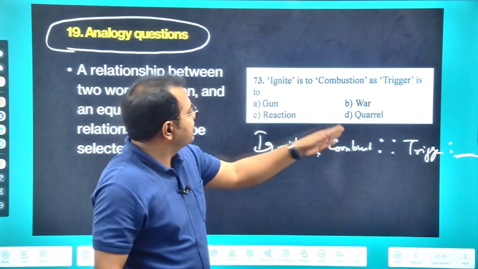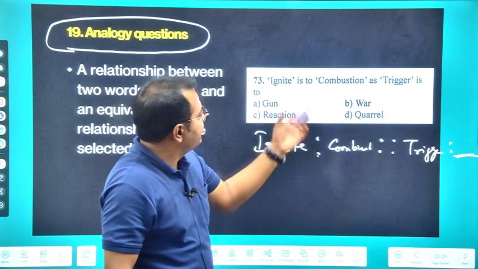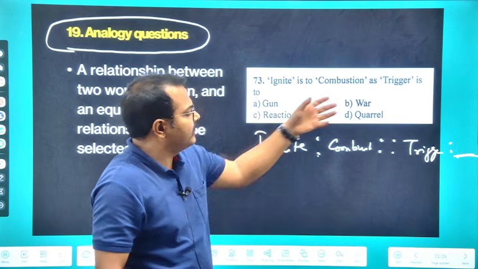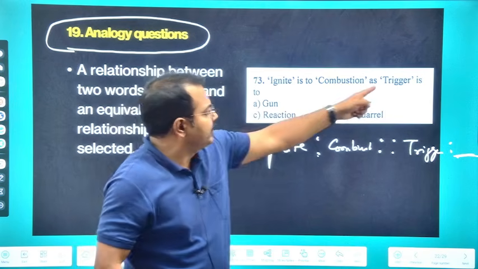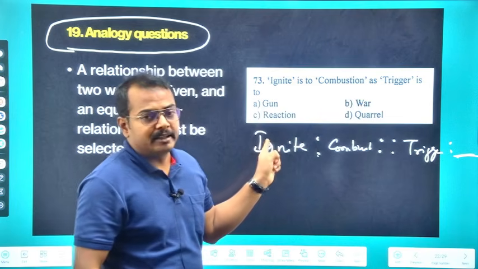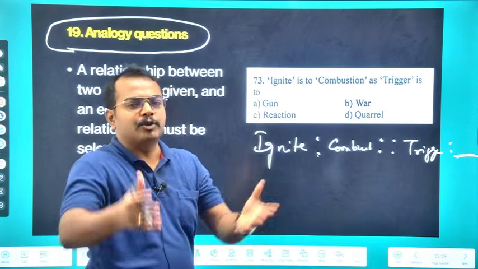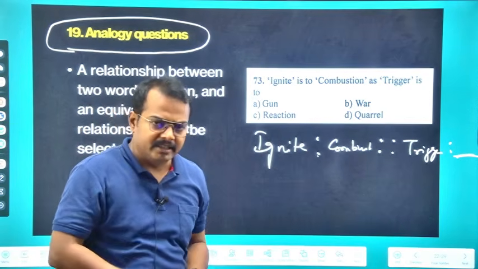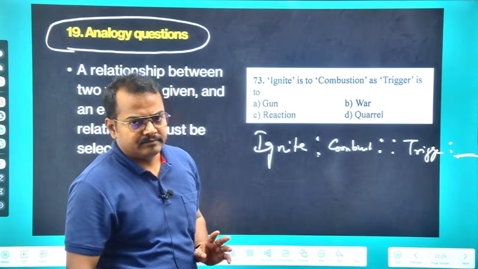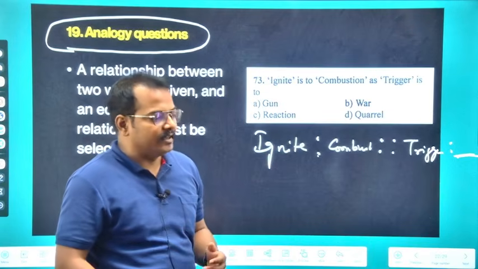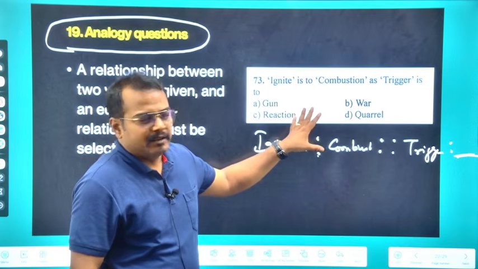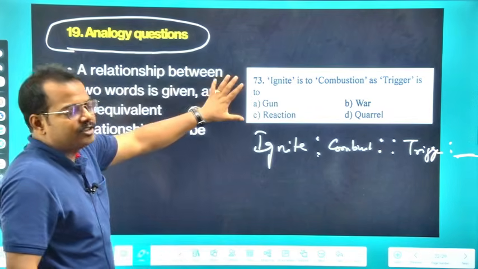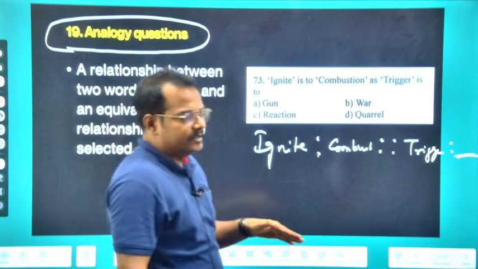So here you can simply solve it: ignite for combustion, trigger for gun, trigger for war, quarrel, whichever is the most appropriate. Because trigger will fit in everybody, but the most appropriate place is either gun or war. The war can be triggered, quarrel can be triggered, but where is it most appropriately fitting? So this type of analogy based questions you can find in this year.